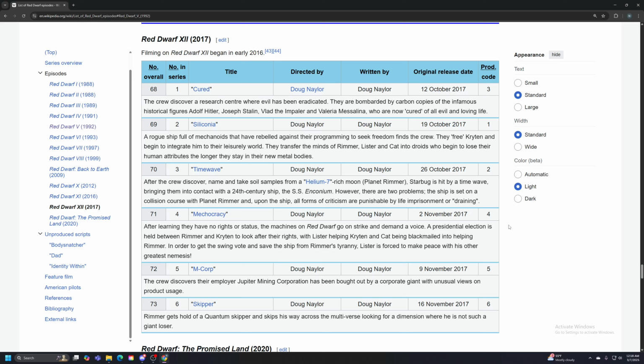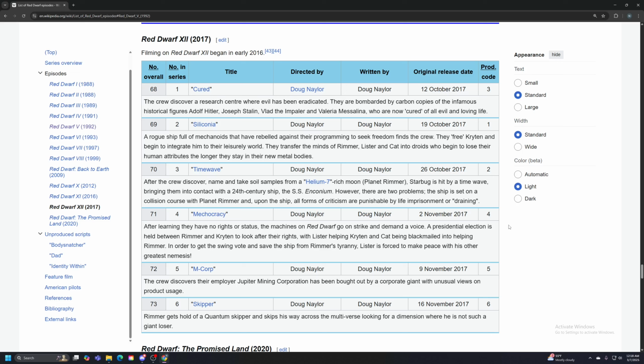Episode 3. Time Wave. After the crew discover, name, and take soil samples from a helium-7 rich moon, planet Rimmer, Starbug is hit by a time wave, bringing them into contact with 24th century ship the SS Inconium. However, there are 2 problems. The ship is set on a collision course with planet Rimmer. Upon the ship, all forms of criticism are punishable by life imprisonment, or draining.